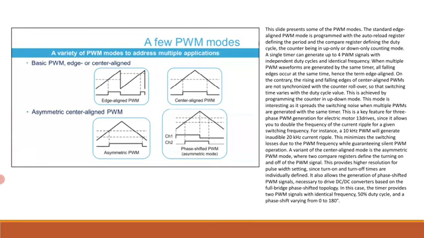A single timer can generate up to 4 PWM signals with independent duty cycles and identical frequencies. When multiple PWM waveforms are generated by the same timer, all falling edges occur at the same time. Hence the term edge aligned.